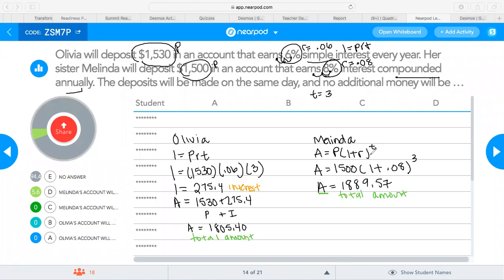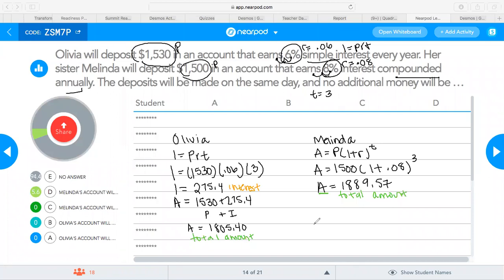So at the end of 3 years, Melinda has $1,889 in her account. Olivia has $1,805 in her account after 3 years. Who had more in their account at the end of 3 years? Melinda had the most. This is why I made us find out the total amount for Olivia, so we can compare their total amounts. Then answer the question. I don't know what the answer choices say, so y'all will have to answer the question from here.